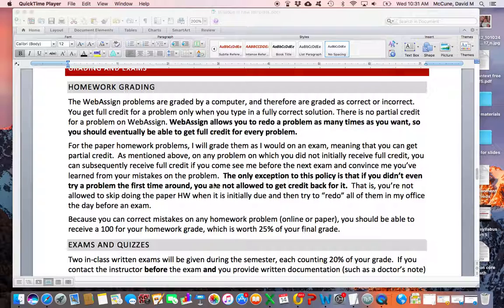WebAssign lets you redo a problem as many times as you want, or at least it should. So if it's not, you should let me know, okay? So what that means is that on a WebAssign problem, you should be able to get it right, and you should be able to get 100% on that homework if you want. And the reason that WebAssign lets you redo problems is because, of course, the way learning works is you start by making mistakes, you sort of figure out what you don't understand, and then you can correct those mistakes. So much of the time, learning is in that mistake making and then correcting. And WebAssign is built to let you do that.